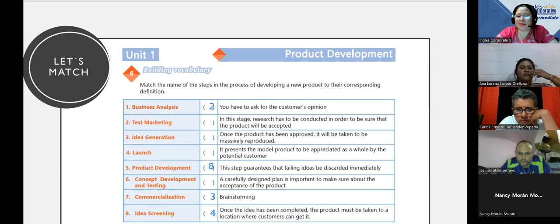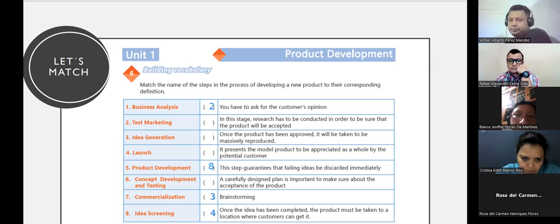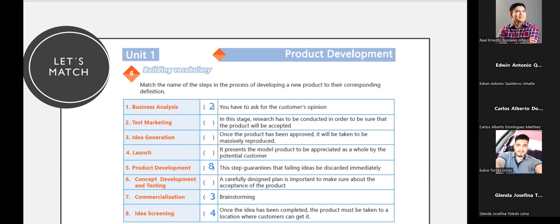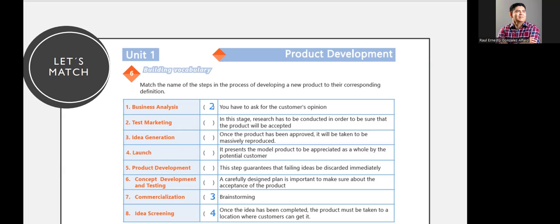Product development, it could be the stage research has to be conducted in order to be sure that the product will be accepted. I think the number eight is wrong because in the testing, you can fail in the ideas and be discarded immediately. Okay. Yeah, you're using the testing for testing any products, and let me see, how can I say? Well, the testing is for... I forgot the idea.